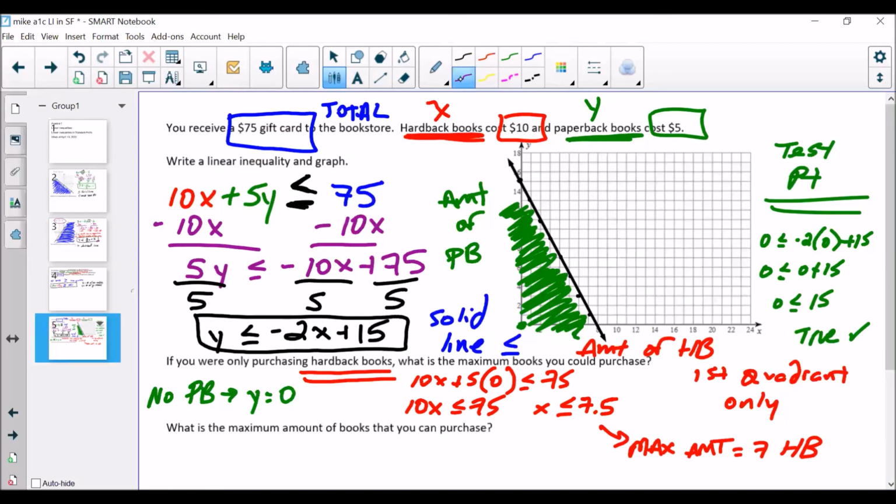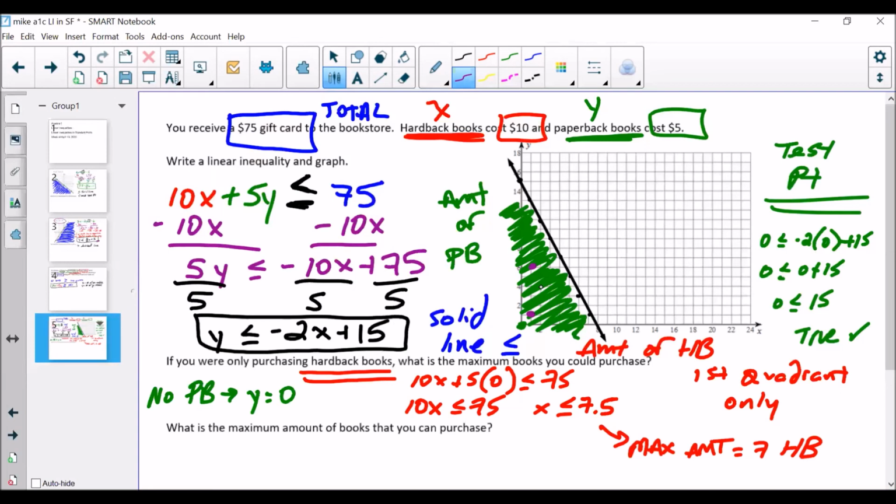Last one up here, it says, what is the maximum amount of books that you can purchase? So we know that anywhere here in our shaded region are solutions. So for instance, it is possible for us to only have one of each type of book. Because it's in the shaded region, it's possible for us to purchase maybe one hardback book and 6 paperback books. Anything in the shaded region is possible.